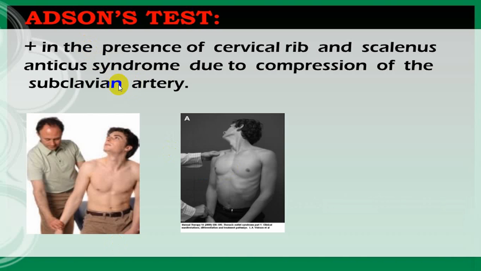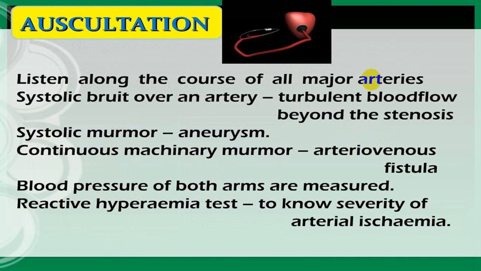This is the typical Edson test, which is very commonly used to find out the cervical rib or scalenus anticus syndrome, producing compression of blood vessels. On auscultation, you can hear a systolic bruit. In an aneurysm, you can hear a systolic murmur. And in case of arteriovenous fistula, you can hear a continuous machinery murmur.